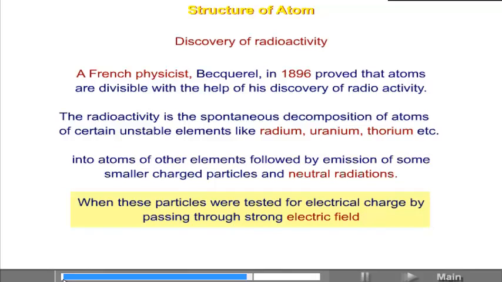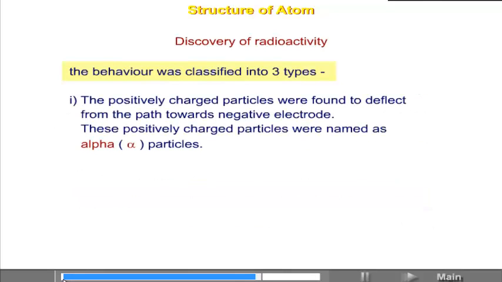When these particles were tested for electrical charge by passing through a strong electric field, the behavior was classified into three types. First one, the positively charged particles were found to deflect from the path towards the negative electrode. These positively charged particles were named as alpha particles.